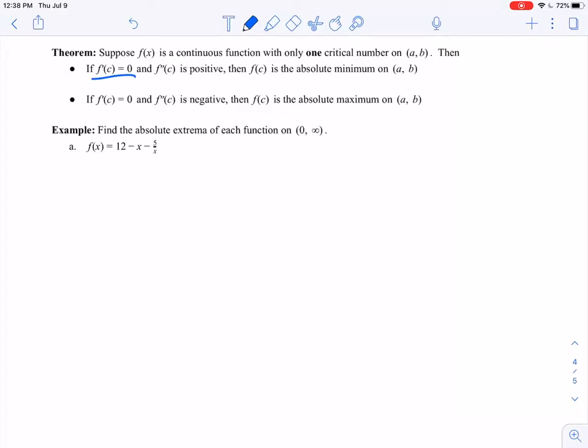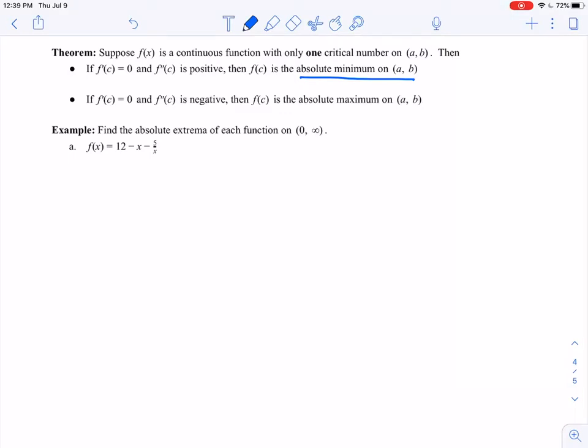If f prime of c is 0, so we have a horizontal tangent line, and f double prime of c is positive, my graph is concave upward, then f of c is the absolute minimum on that open interval. So essentially I'm using the second derivative test here. I'm determining, okay, it is a minimum. It's not only a local minimum, but because it is the only critical number, it's not just a local minimum, it has to be the absolute minimum on that interval.